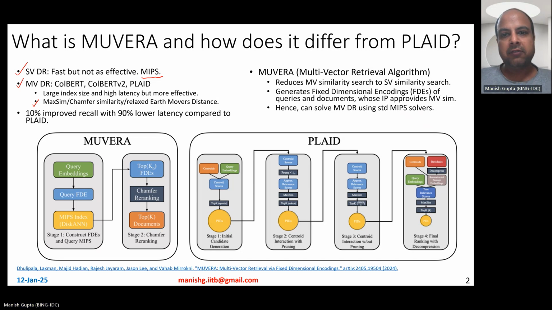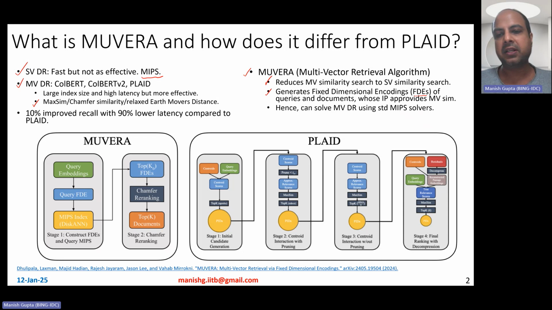Now, what Muvera does is the following. It is a multivector retrieval algorithm, so it falls in the multivector dense retrieval domain. However, the way it works is by reducing this multivector similarity search to single vector similarity search. And the way it does this is by generating fixed dimensional encodings, also called FDEs, of queries and documents. Queries and documents, as I mentioned, are multi-vector sets.